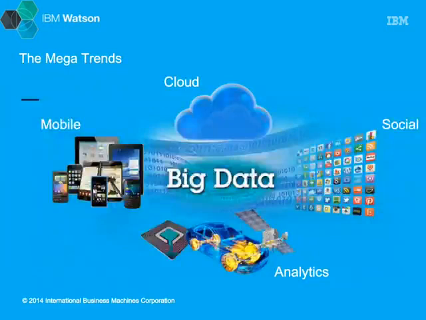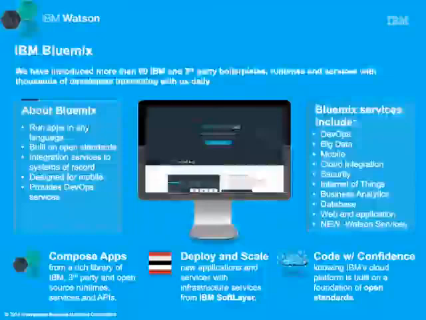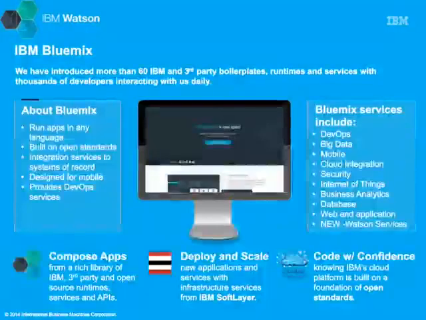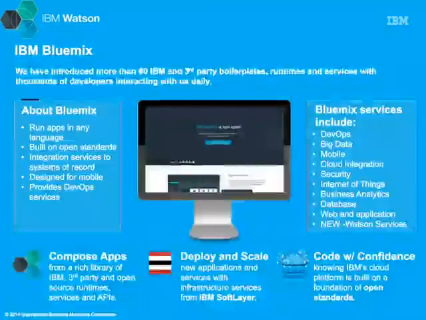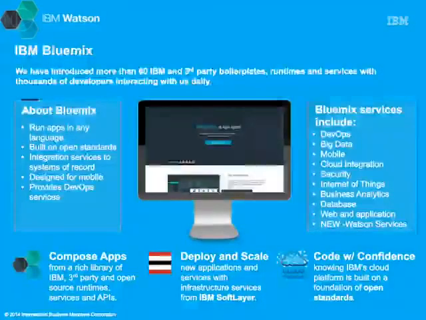And so when we think about Bluemix, sitting right there in the middle as a platform as a service, we're running over 60 different IBM and third-party services and boilerplates, and for us, boilerplates are preconceived templates of different services.